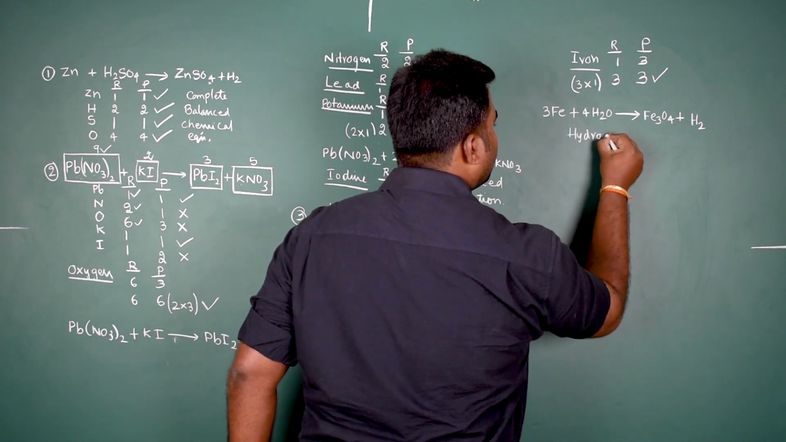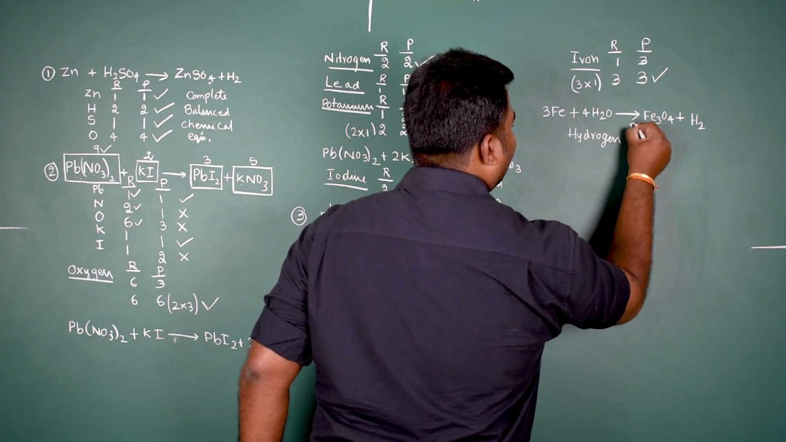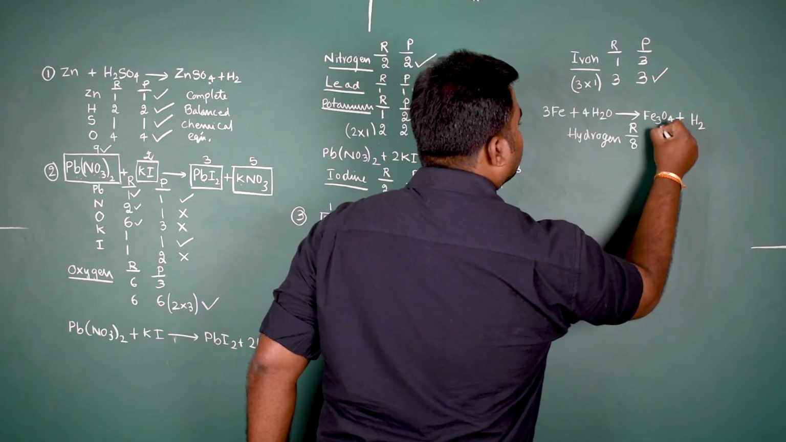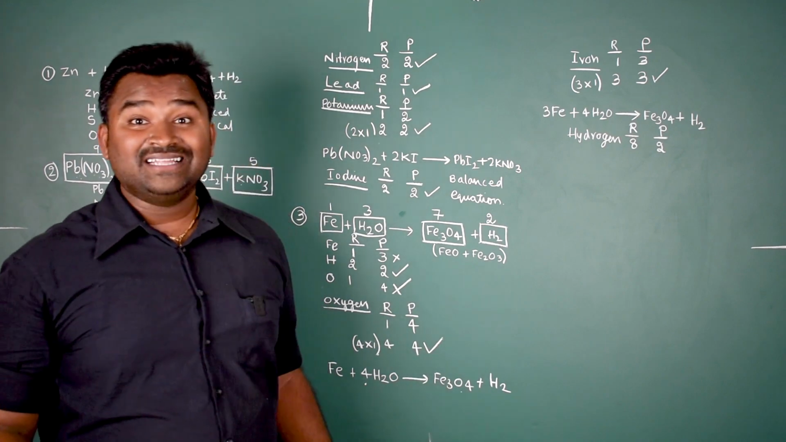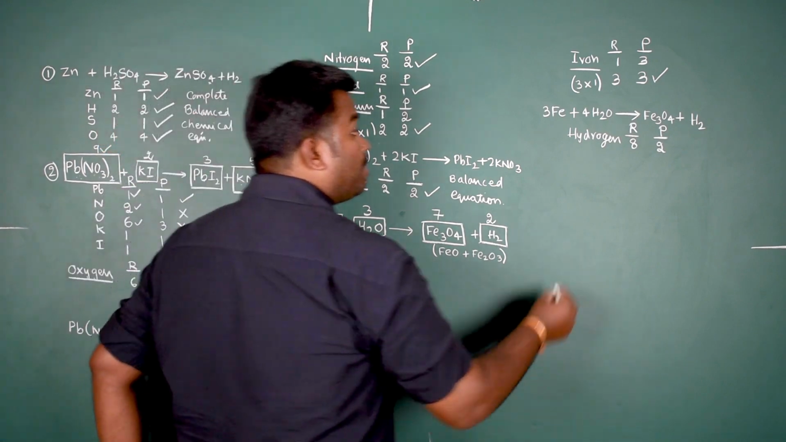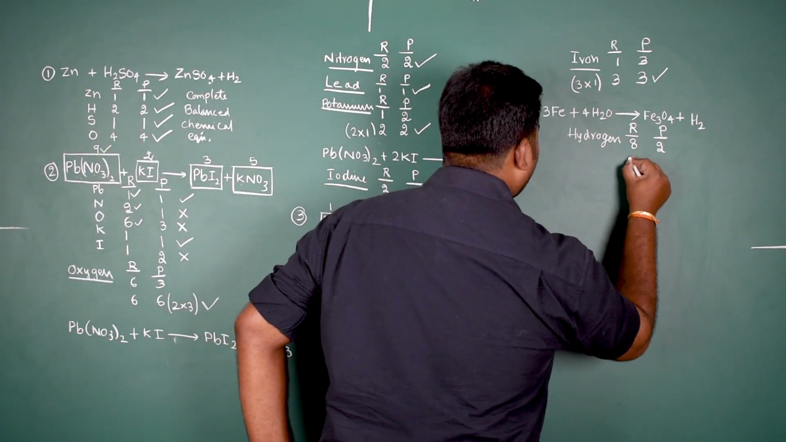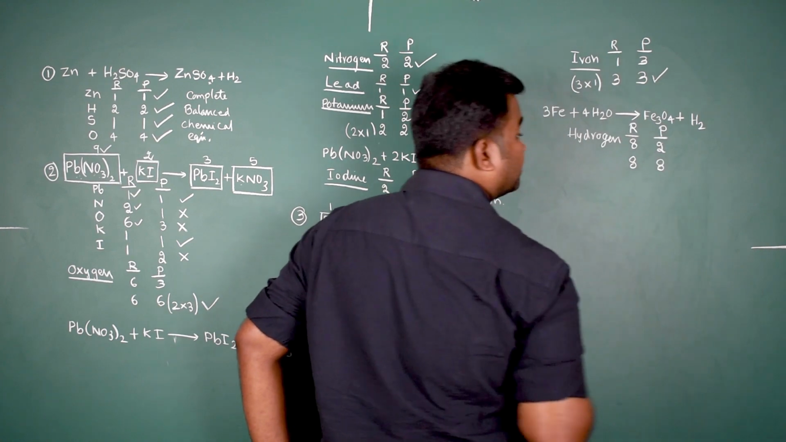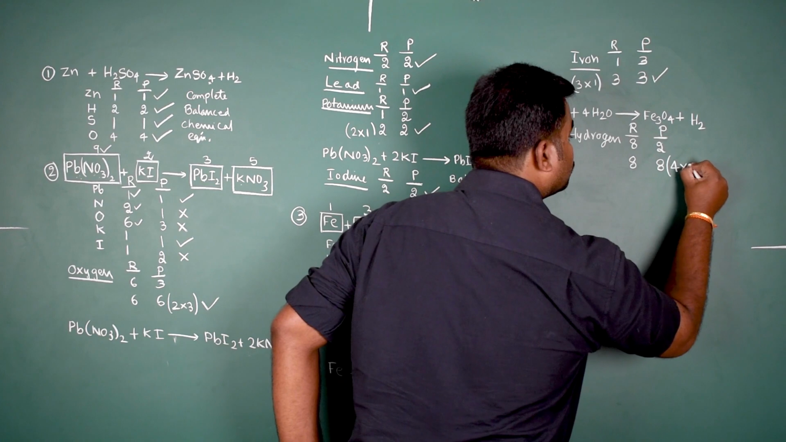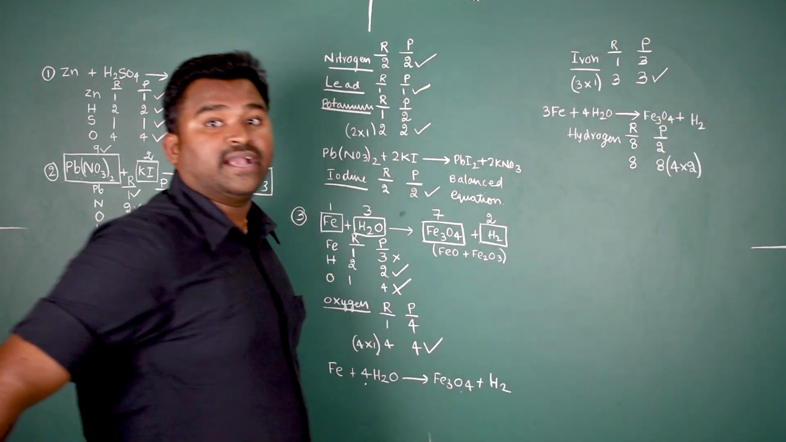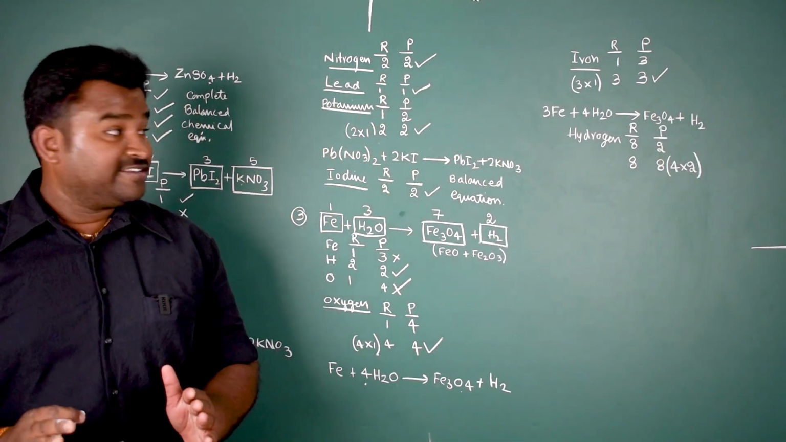So if you look at hydrogen, on the reactant side you have 8, on the product side you have only 2. So that means you have to balance hydrogens also. How do you balance this? So here you have 8, you have to make it 8. So to make it 8, you have to multiply this 2 by 4, 4 into 2. Then it becomes 8. You understand?